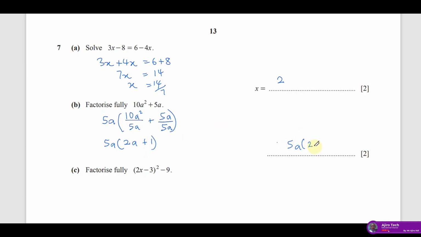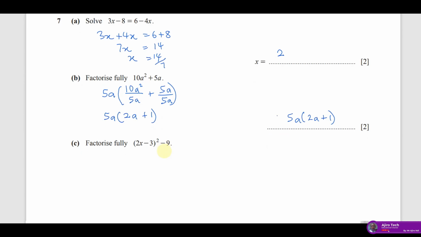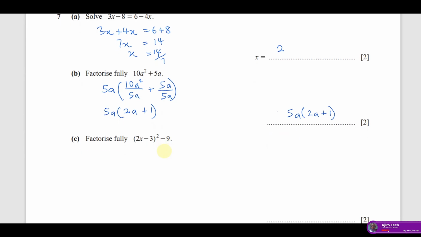5a into 2a plus 1. Factorize this. Now the best way to do this is to look at the fact that this bracket is a square now, and this line is a square. So I'm going to reduce it to the difference of the squares. So I'm going to have 2x minus 3 squared minus 9, which becomes 3 squared.